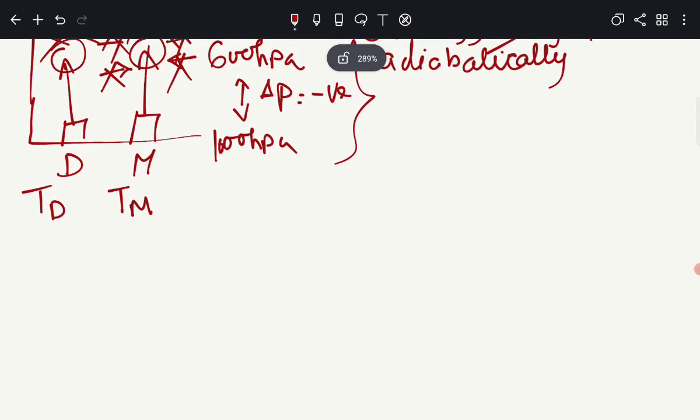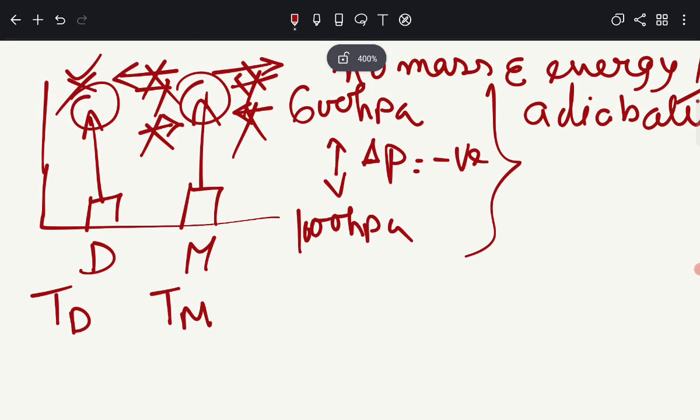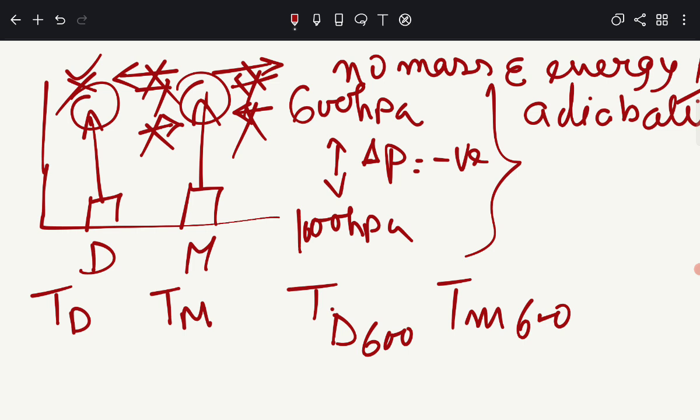And then obviously the temperature will decrease for both. So this is what we are considering as dT, and the temperature over there as TD 600 and TM 600. So this is the case, and TD 600 will always be less than TD, understood, because it goes up. We have less pressure over here, and that's the reason why the temperature will drop. In the case of this also, the temperature should drop.